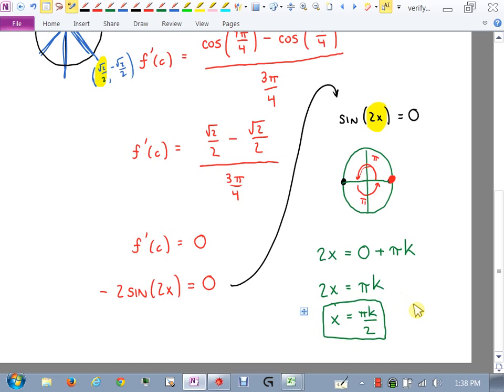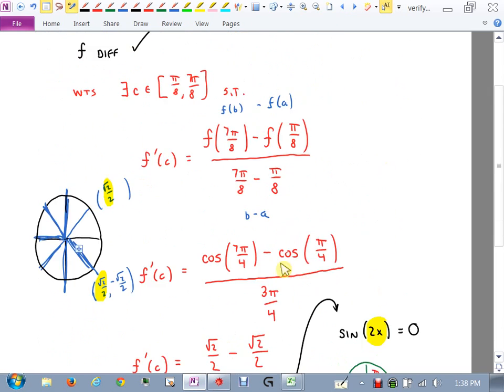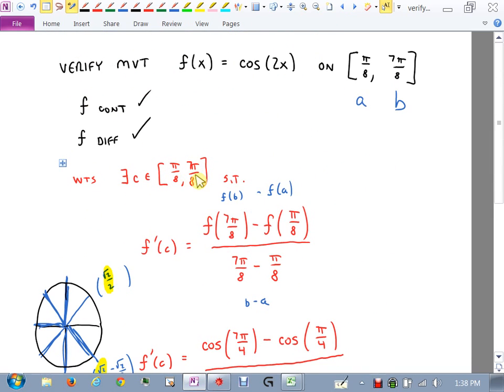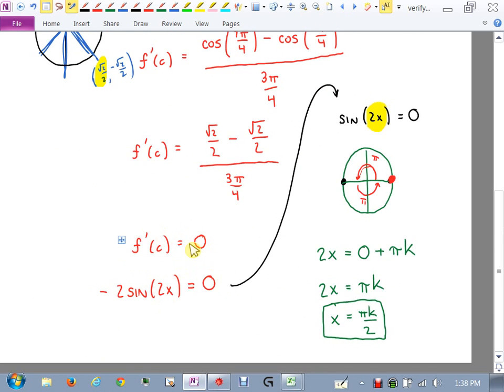I'm trying to verify the mean value theorem, if we've lost sight of where we were here. I'm trying to show that there exists some C. In this case, it's going to be X because I forgot. Somewhere in here that makes this thing true. I said that the thing that makes this true is anything that looks like this. So give me some examples of some answers here.